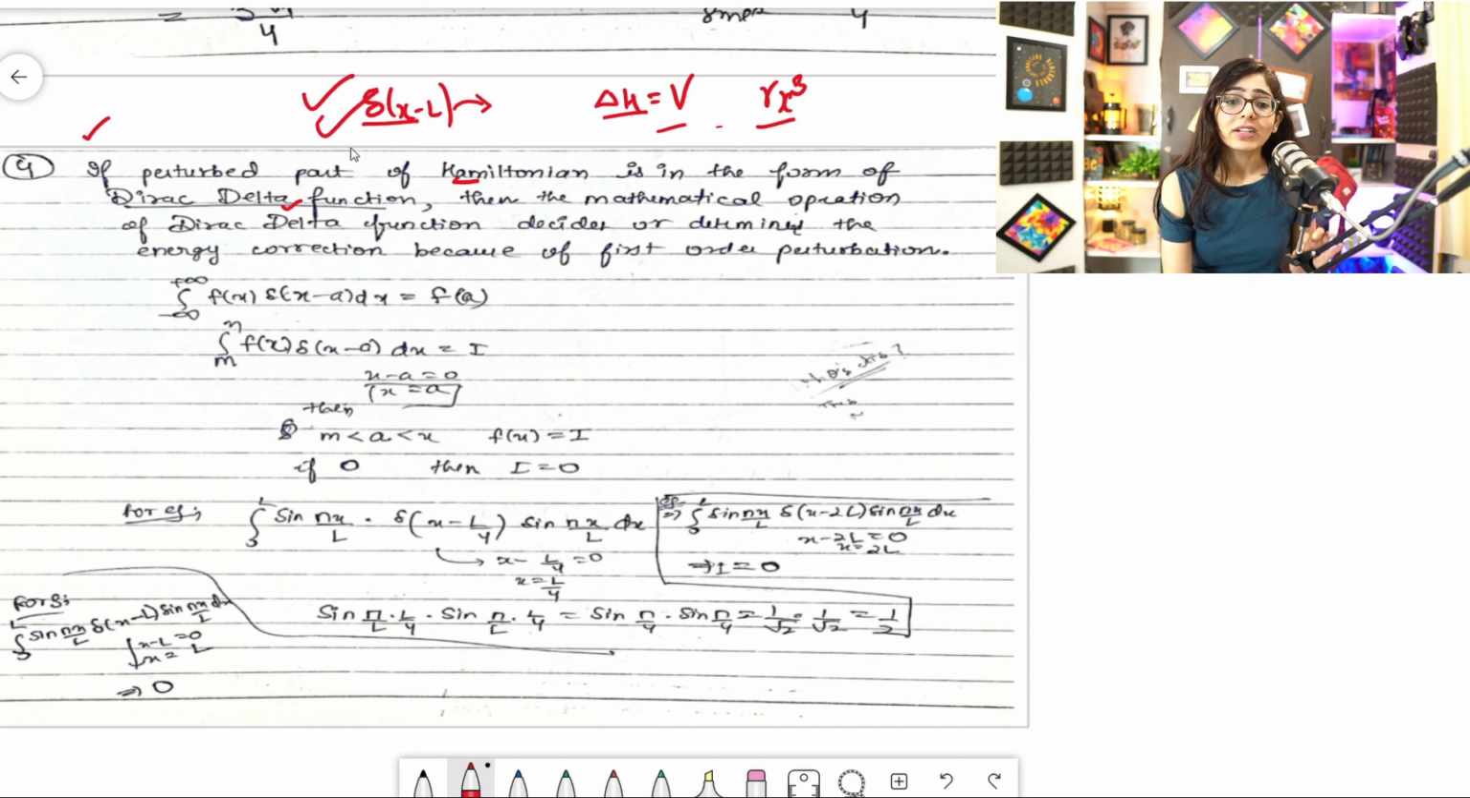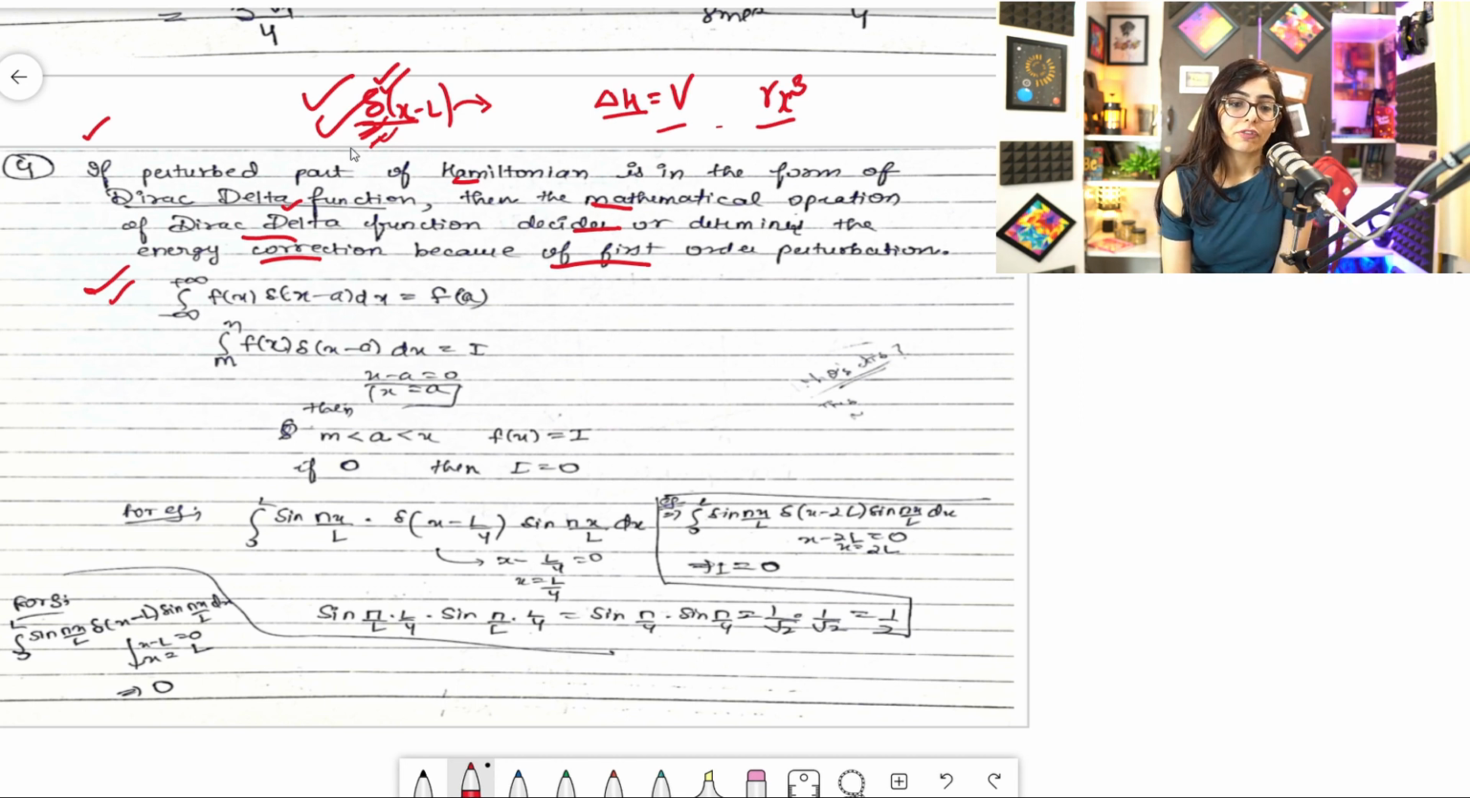So guys, whenever delta comes in the question, the whole mathematical operation of the Dirac delta function decides or determines the energy correction because of first order perturbation. Fine. So if this delta is given in the form of perturbation in the question, right, this delta will be determining the energy correction because of first order perturbation. Fine. These lines will be sounding very complicated to you, but I'll be illustrating it so it will be more clear to you, right guys?